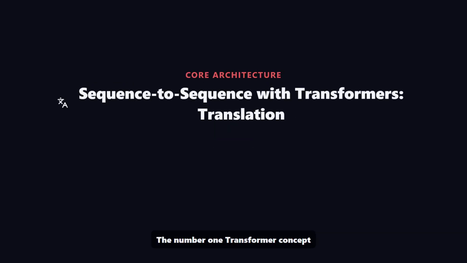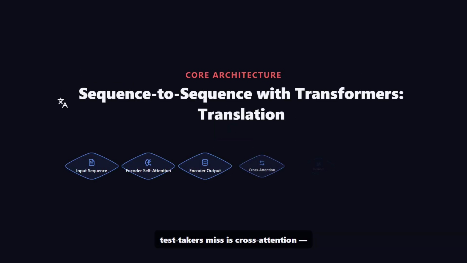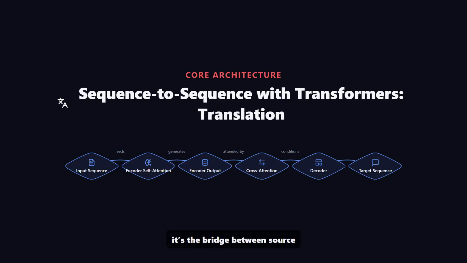The number one transformer concept test takers miss is cross-attention. It's the bridge between source and target. The original transformer was a seq-to-seq model for translation. The encoder uses self-attention on the input. The decoder then uses cross-attention to look at the encoder's output. Modern translation services like AWS Translate are built on similar principles. Open the console and paste a paragraph to see it in action.